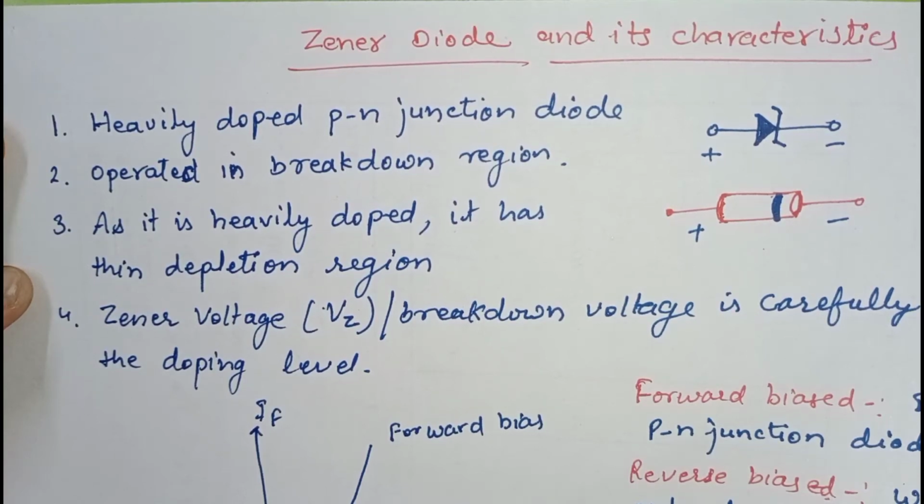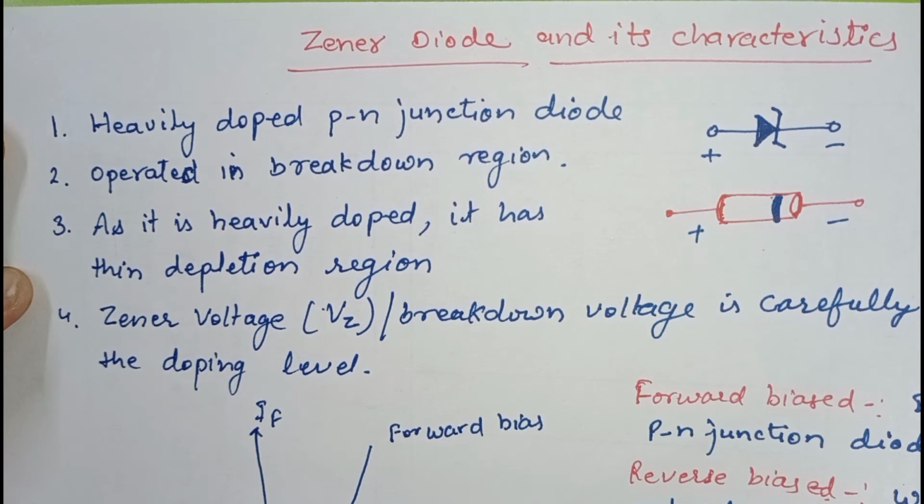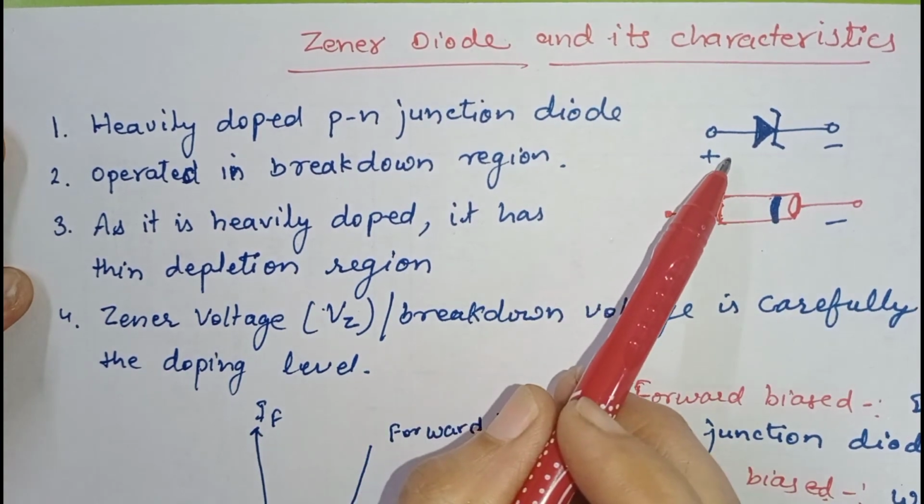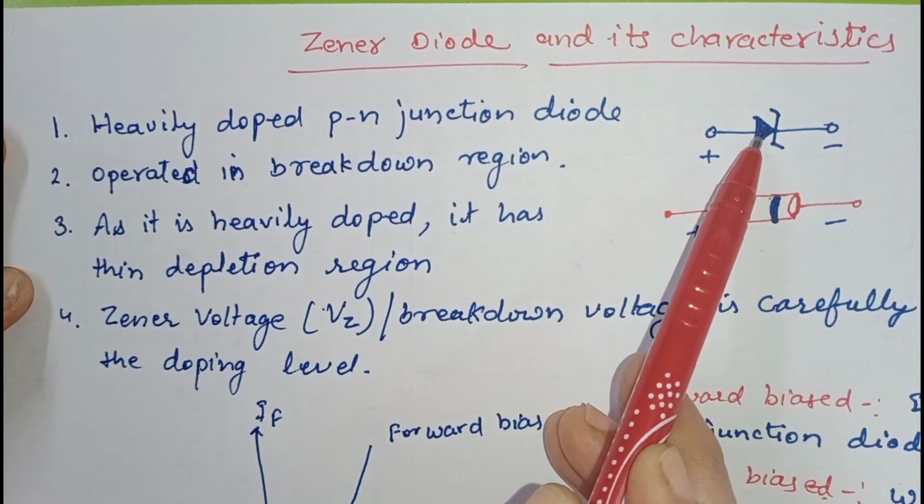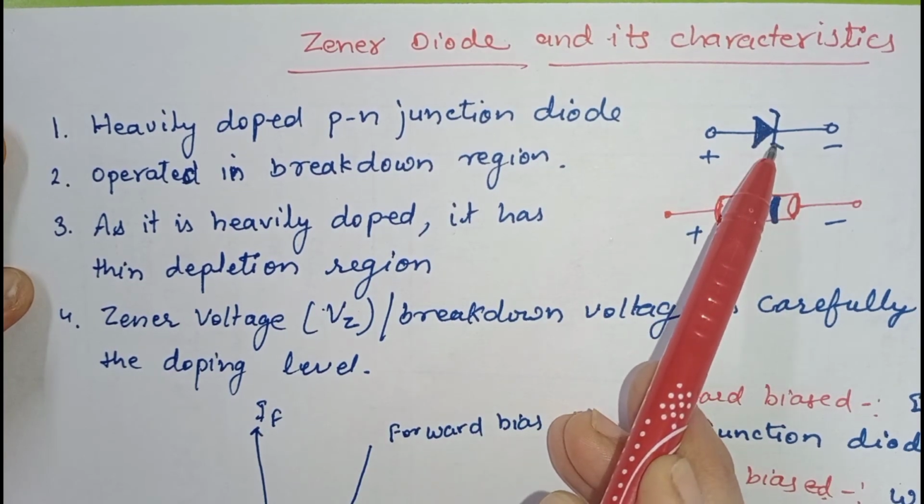In this video, we will study Zener diode and its characteristics. A Zener diode is a specially designed diode which operates in breakdown region in reverse biasing. This is the symbol of Zener diode. This side shows P side and this side shows N side.